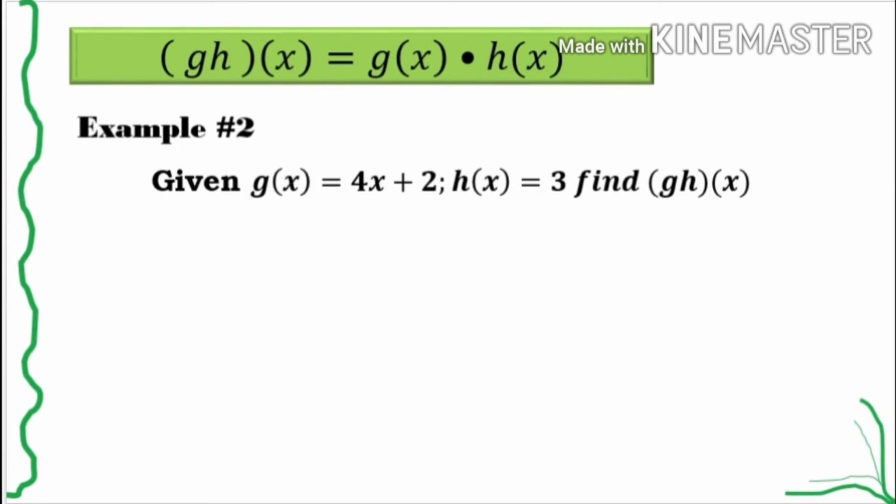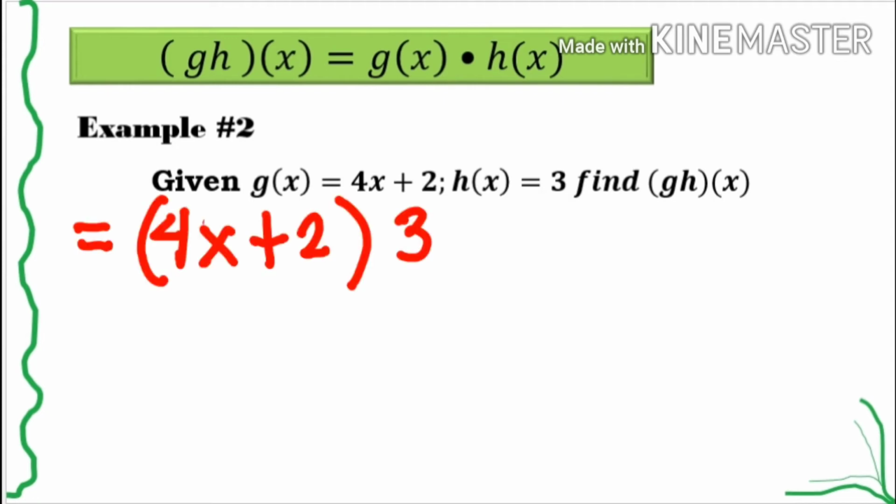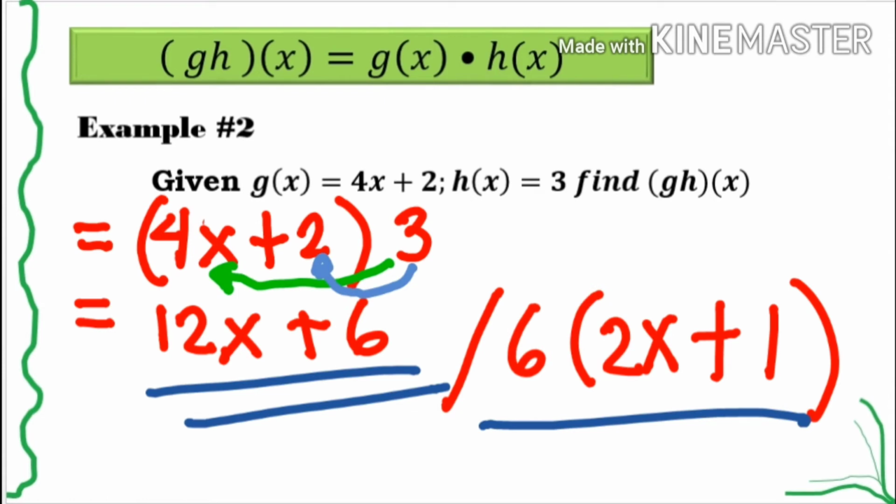Example number 2, given g of x equals 4x plus 2, h of x equals 3, find g times h of x. Okay, substitute the given to the formula, then distribute 3 to 4x plus 2, and then we have 12x plus 6. So you can also simplify your answer by finding the common factor of it. So we have 6 is the common factor, so we have 6 times the quantity of 2x plus 1.